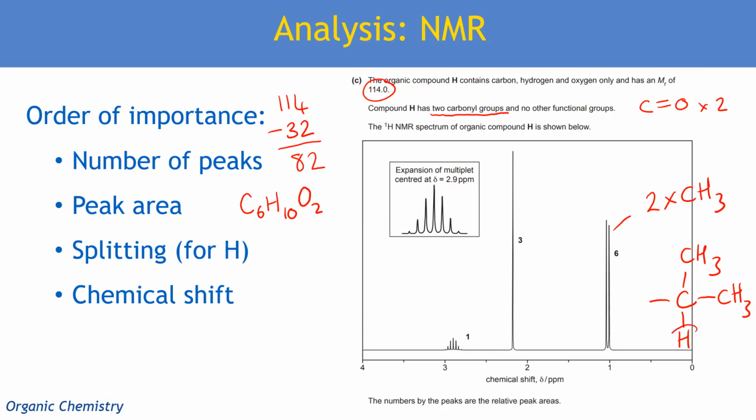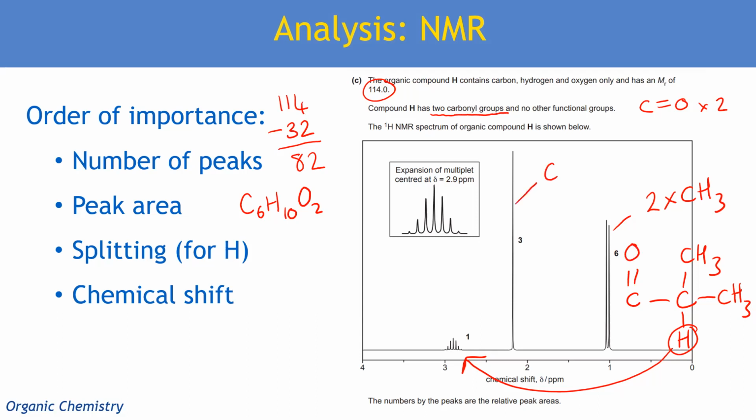I know that this hydrogen is over here because this hydrogen is 1 hydrogen on its own and it's split into 7, which means it's next to 6. I therefore know there's no hydrogens on the next carbon because that hydrogen is only split by those CH3s. And so that must be one of my carbonyls.